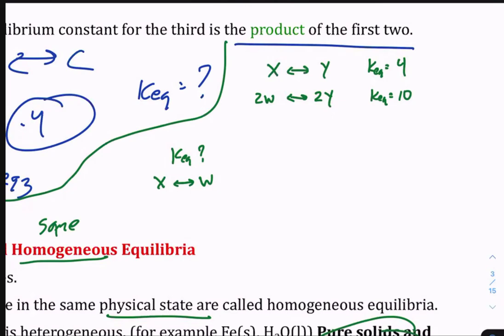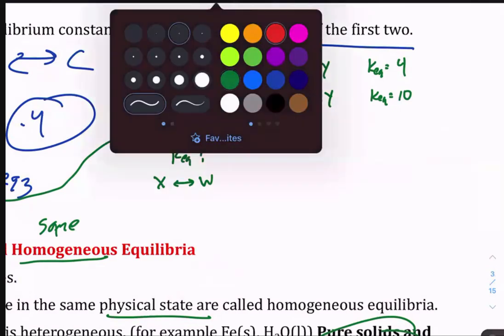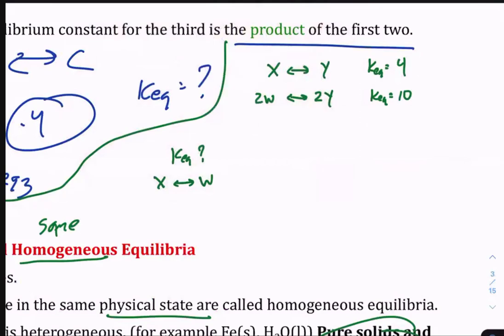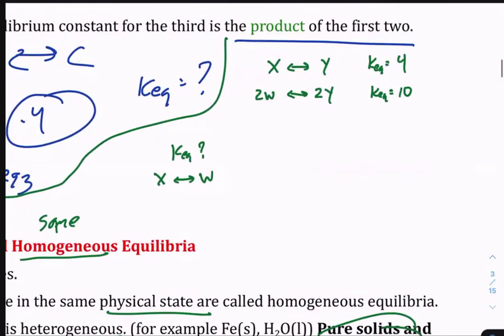In its current form, I cannot just add these together. There's a couple of things I have to do. What do I need to do? Flip it, okay. So let me rewrite this. 2Y becomes 2W. And so this KQ is now 0.1. Right, 1 over 10, 0.1. Okay. I still can't algebraically add these yet.